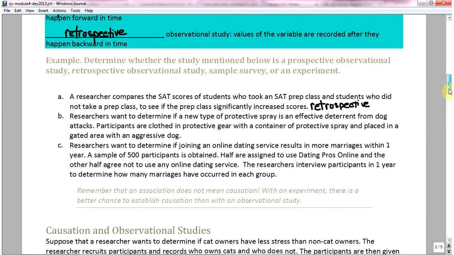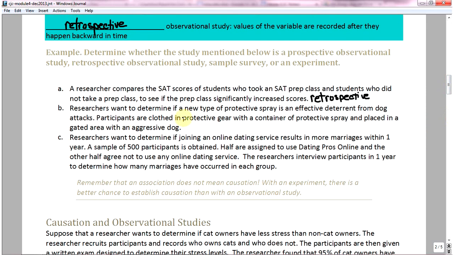Part B, researchers want to determine if a new type of protective spray is an effective deterrent from dog attacks. Participants are clothed in protective gear with a container of protective spray and placed in a gated area with an aggressive dog.